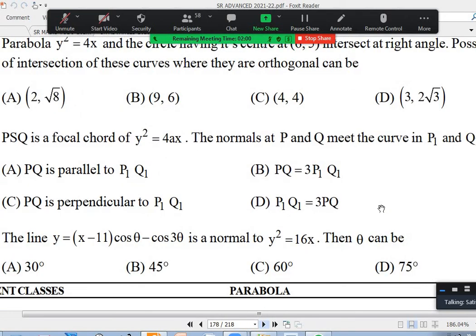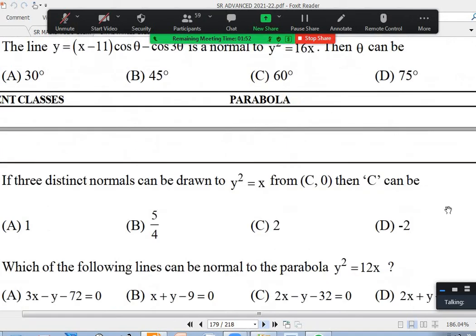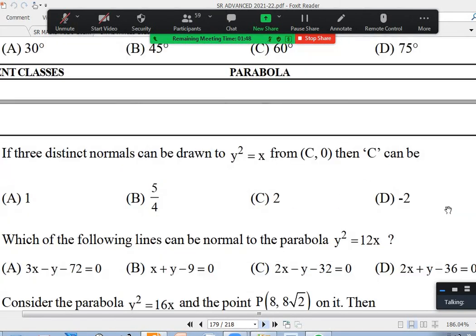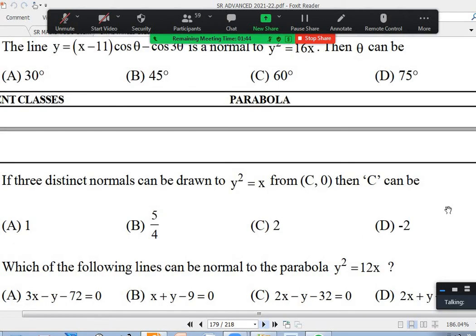Is everybody clear about both 17 and 19? Yes, sir. Okay, those are completed. You can try 21.